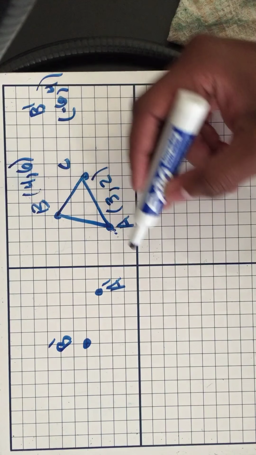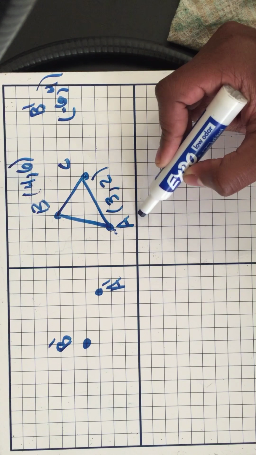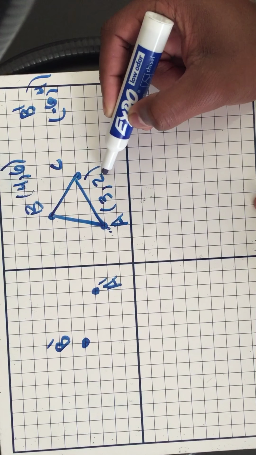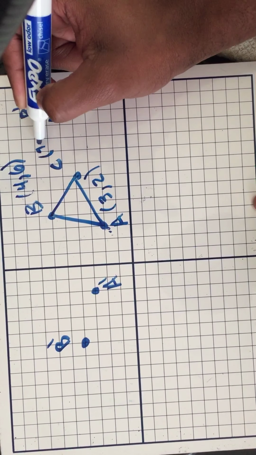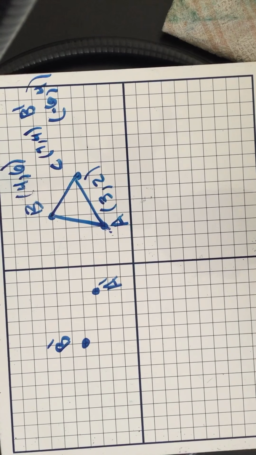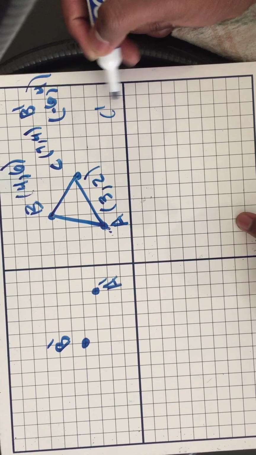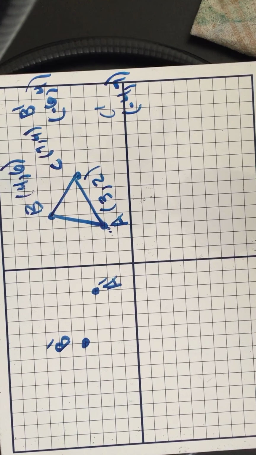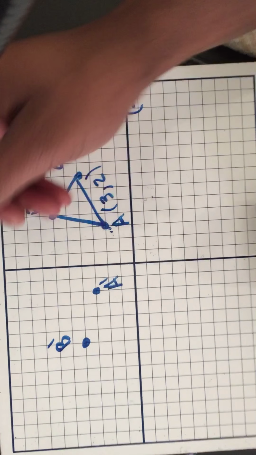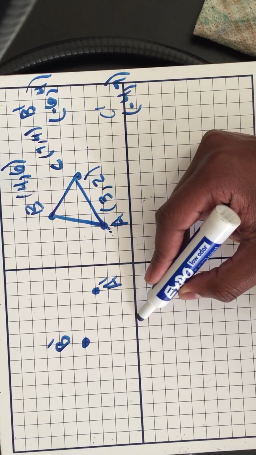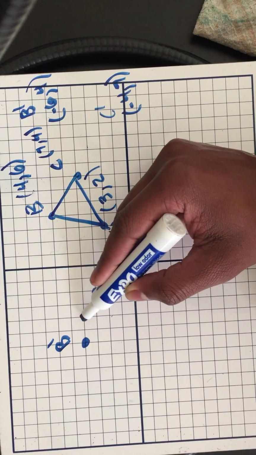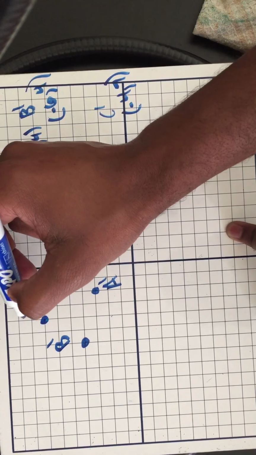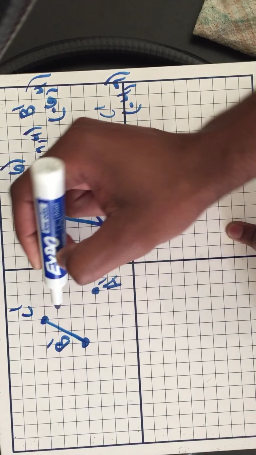And then we do something similar for C. C's coordinate is 7, 4. So when we rotate for C prime, it's going to be -4, +7. So we go over 1, 2, 3, 4, and up 1, 2, 3, 4, 5, 6, 7. And it gives us C prime. So we connect these.